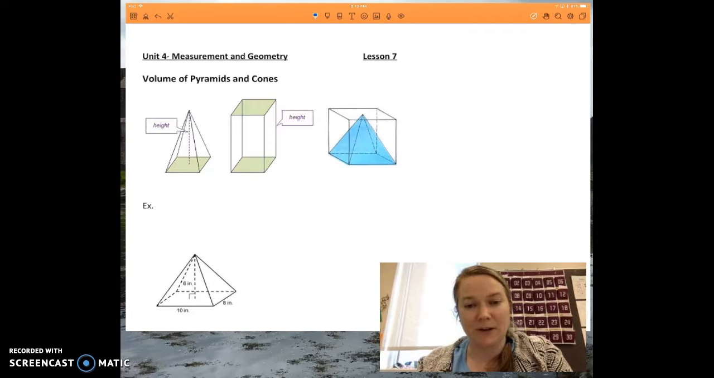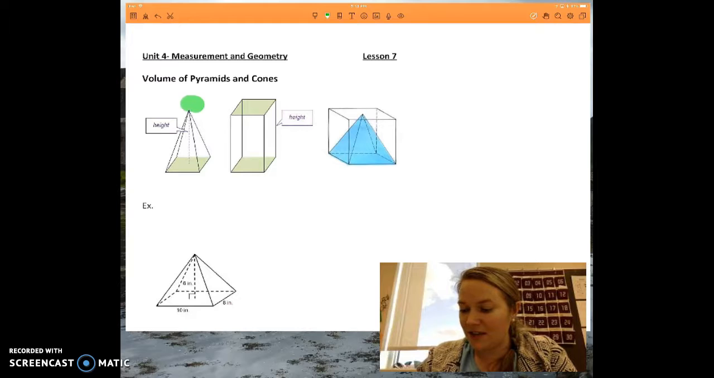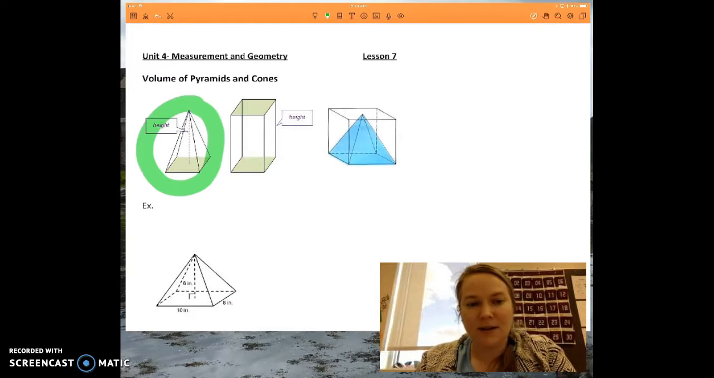So we're going to start with pyramids. And we always start with prisms because prisms and pyramids are related. And if you look at the diagram we have here, where we have this pyramid, it's a pyramid because it has a polygon base, but there's only one of them instead of a prism having two identical bases, and it comes to a point at the top.